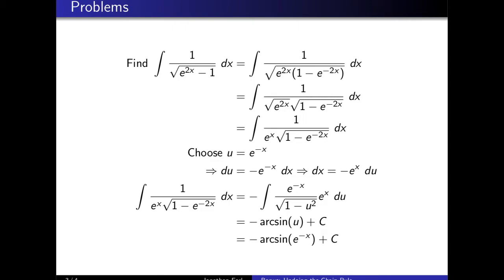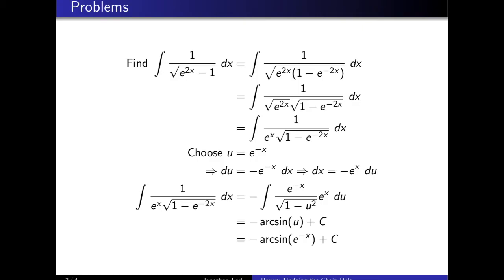So what we have is 1 over the square root of e to the 2x minus 1 dx. The first thing we can do is factor an e to the 2x out from our expression. And when we do that, we get 1 over the square root of e to the 2x times 1 minus e to the minus 2x. We can then go and split our square root apart, so our denominator then looks like the square root of e to the 2x times the square root of 1 minus e to the minus 2x. And when we take that square root of e to the 2x, we'll just get an e to the x.